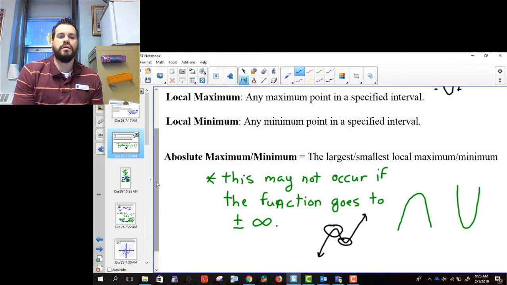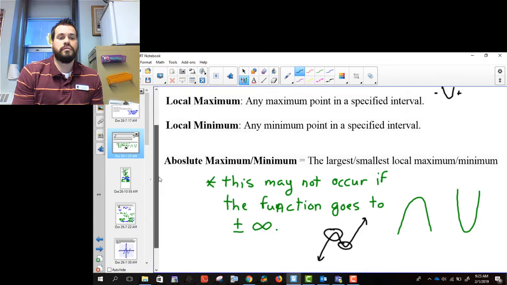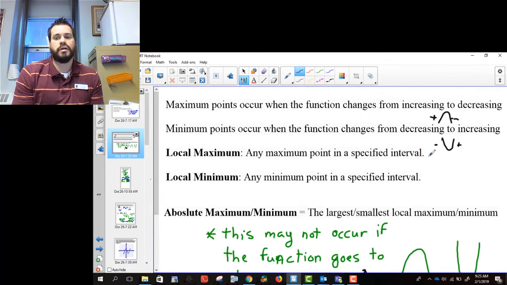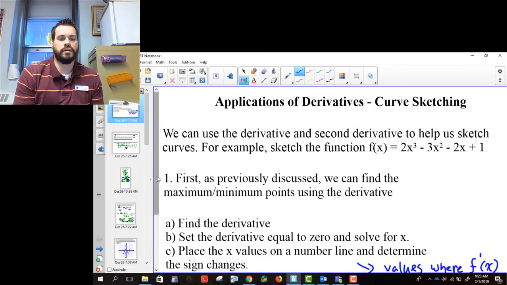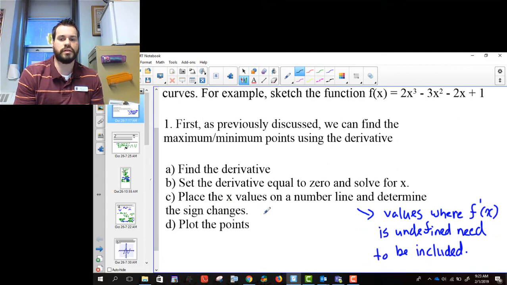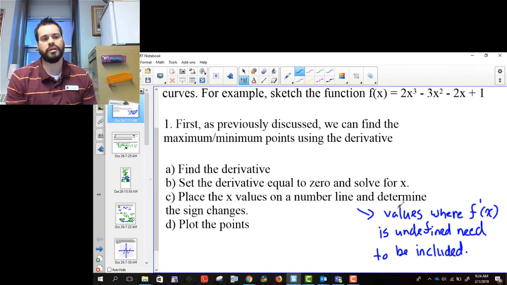So that information right here, the plus, minus, or minus, plus, means, if we jump back here for a second, when I'm talking about this number line, we look at what happens to the derivative and look at the sign changes. If it goes from positive before where it's 0 to negative afterwards, it's a maximum. If it goes from negative to positive, it's a minimum. The other note that I've made is that you also have to consider when the derivative is undefined. We'll talk more about that when we get into rational functions.